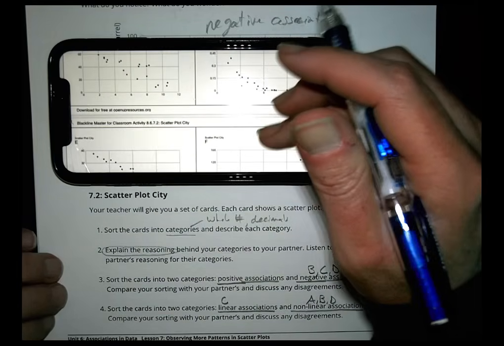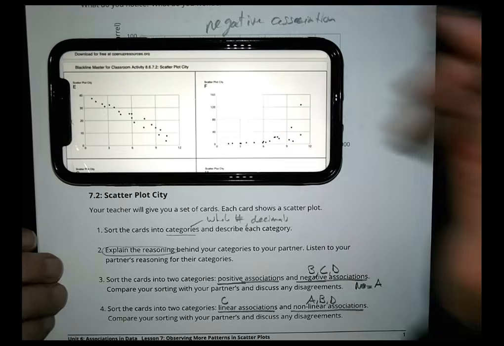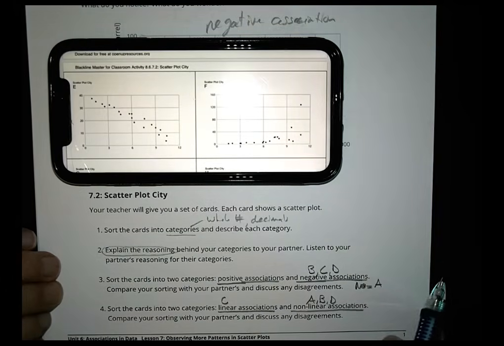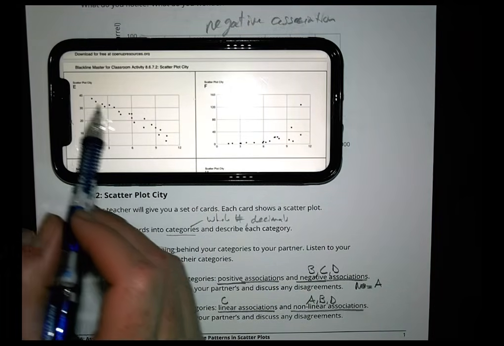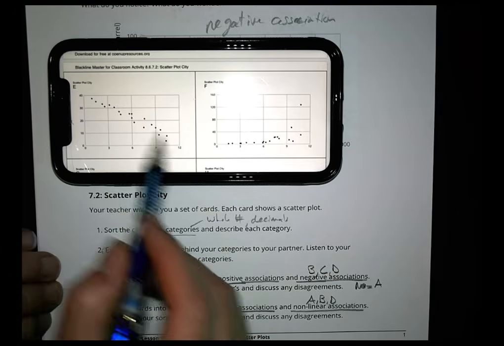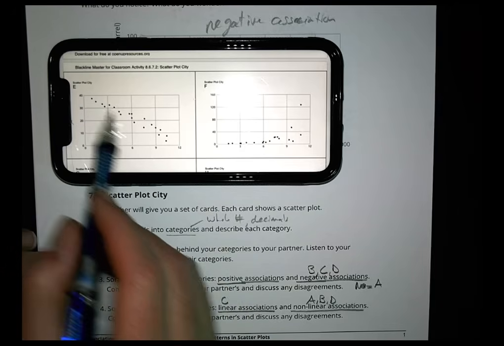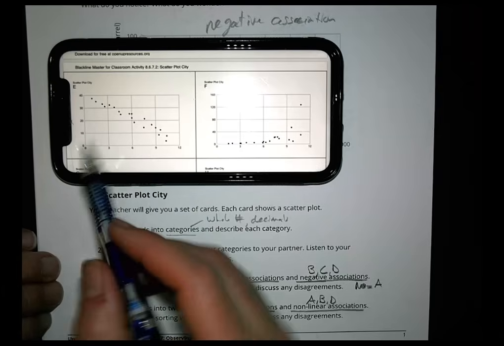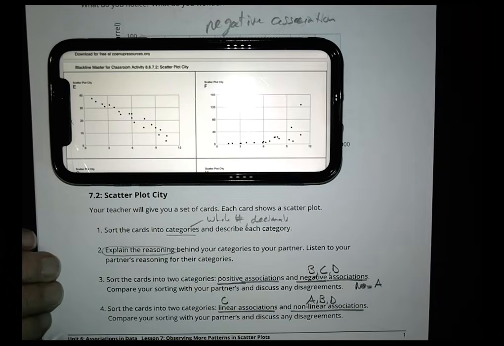All right, let's look at E and F. Now E is a great example of what we would probably say is a linear scatter plot. It sure does seem to fit inside a nice line right there, doesn't it? And does this line move in a negative direction or a positive direction? We would say this is a negative association again. So we're going to put E with negative and E with linear over here as well.